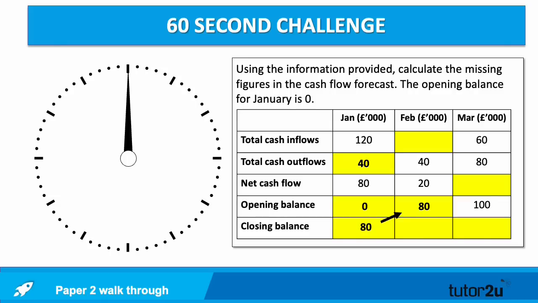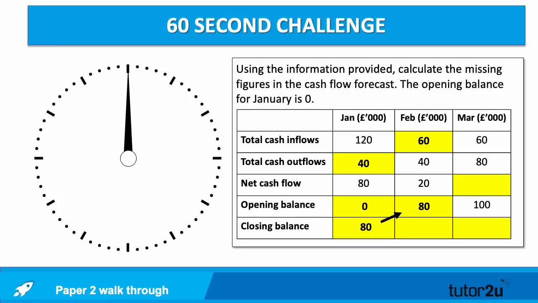Looking at the cash inflows this time, we've been given our net cash flow and our total cash outflows for February. So again, we're just reversing our calculation where we know that net cash flow is calculated by total cash inflows minus total cash outflows. So all we do this time is add the 40,000 and the 20,000 together to give us a total cash inflows of 60,000. Because we know 60 minus 40,000 will give us a net cash flow of 20,000. So we know that figure is correct.